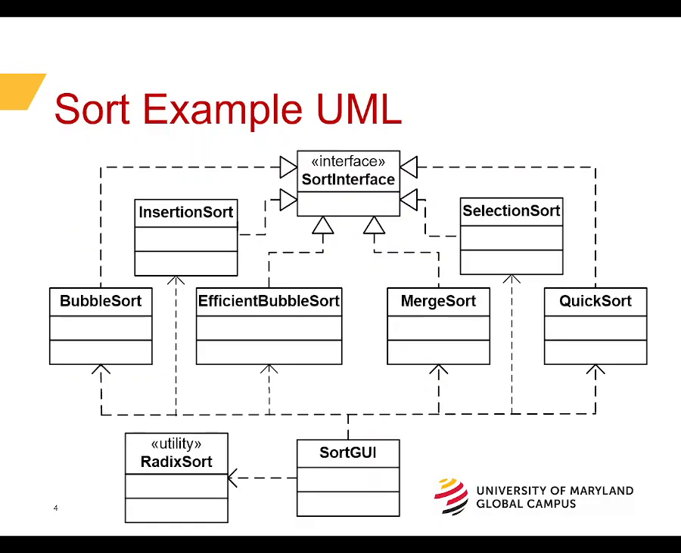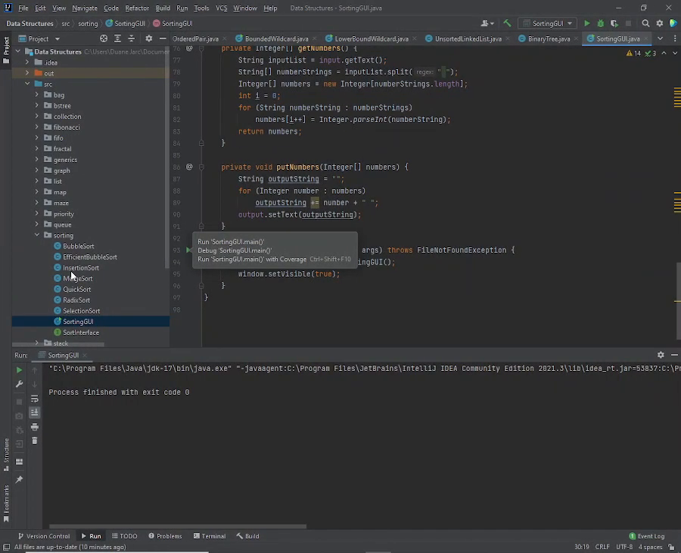We conclude our discussion of sorting by examining an example that includes all 7 sorts. The sort interface defines the comparison sorts. All 6 comparison sorts implement that interface. The radix sort does not. The GUI class sortGUI allows us to select which of the 7 sorts to run. So let's now run one of those sorts.